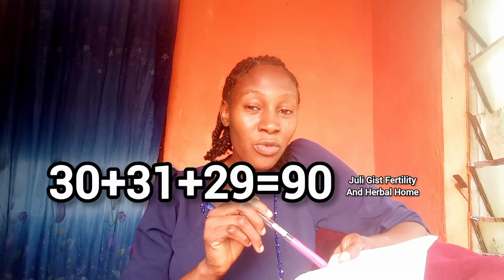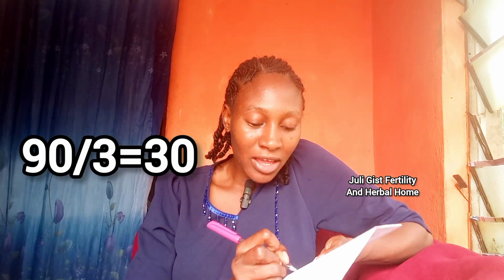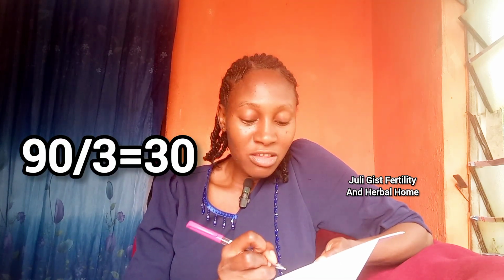Okay, assume you saw your period on the 30th, the next one you saw it on the 31st, the next one you saw it on the 29th. What do you do? You have to add all of them together and divide by 3. When you say 30 plus 31 will give you 61, plus 29 will give you 90. Then 90 divided by 3, you get 30. This means that you fall under the 30-day cycle set of people.